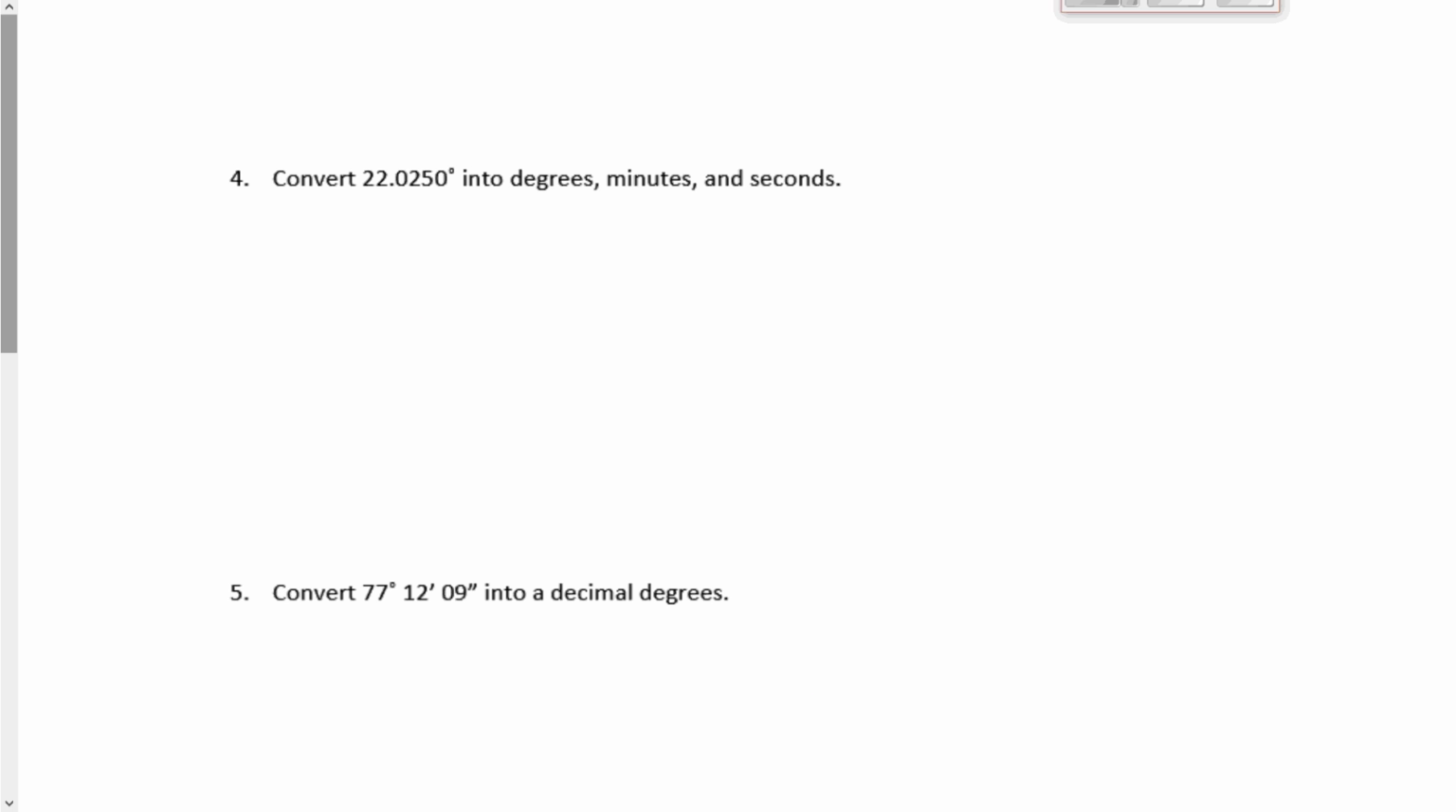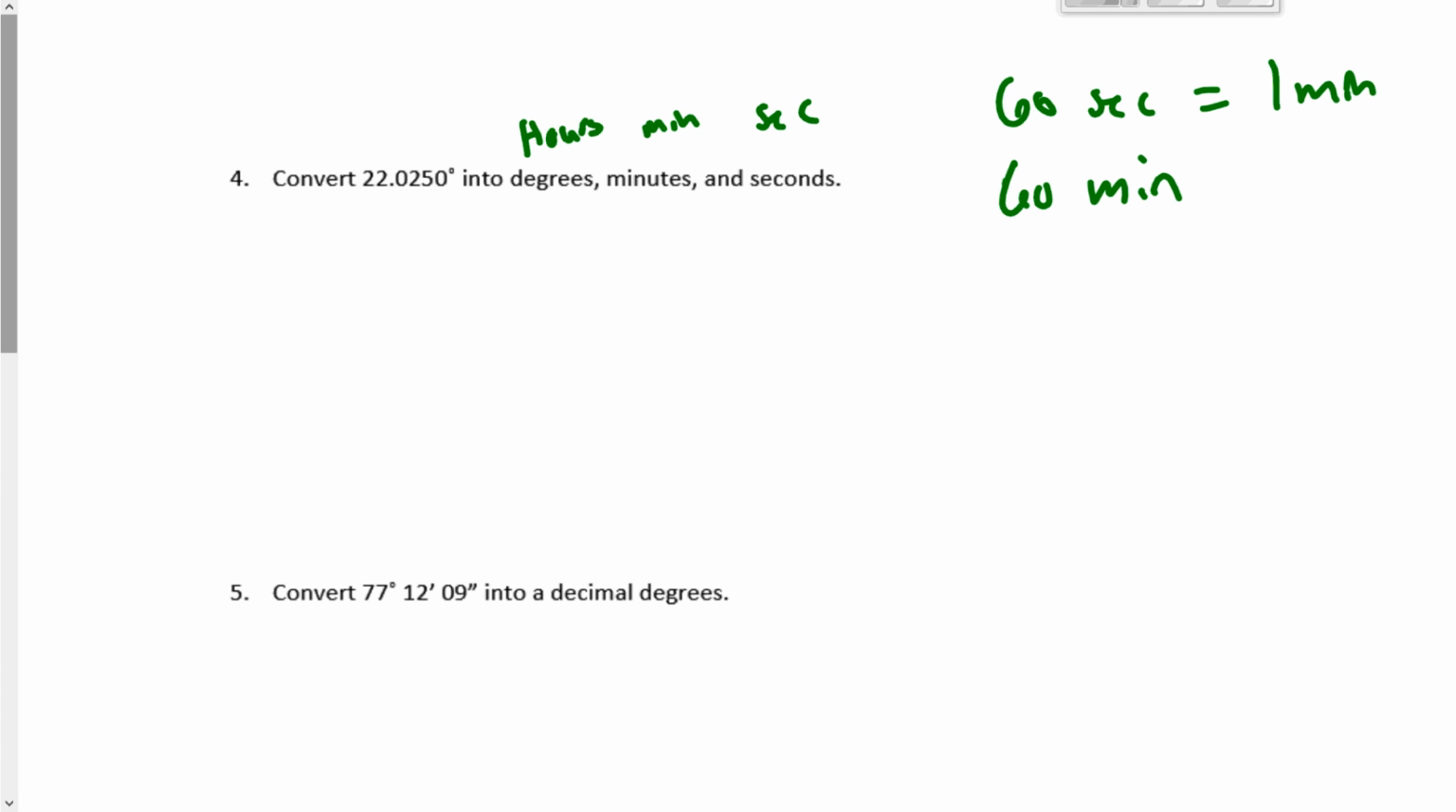Okay, so here we're converting into degrees, minutes, and seconds. And remember, you can think about this like hours, minutes, and seconds. 60 seconds is 1 minute, and 60 minutes is 1 hour, or 1 degree, right? So that's kind of what we're doing. We're putting into degrees, minutes, and seconds. So how many degrees are in 22.0250 degrees? Well, there's 22 degrees in there, and then there's also 0.0250 degrees.